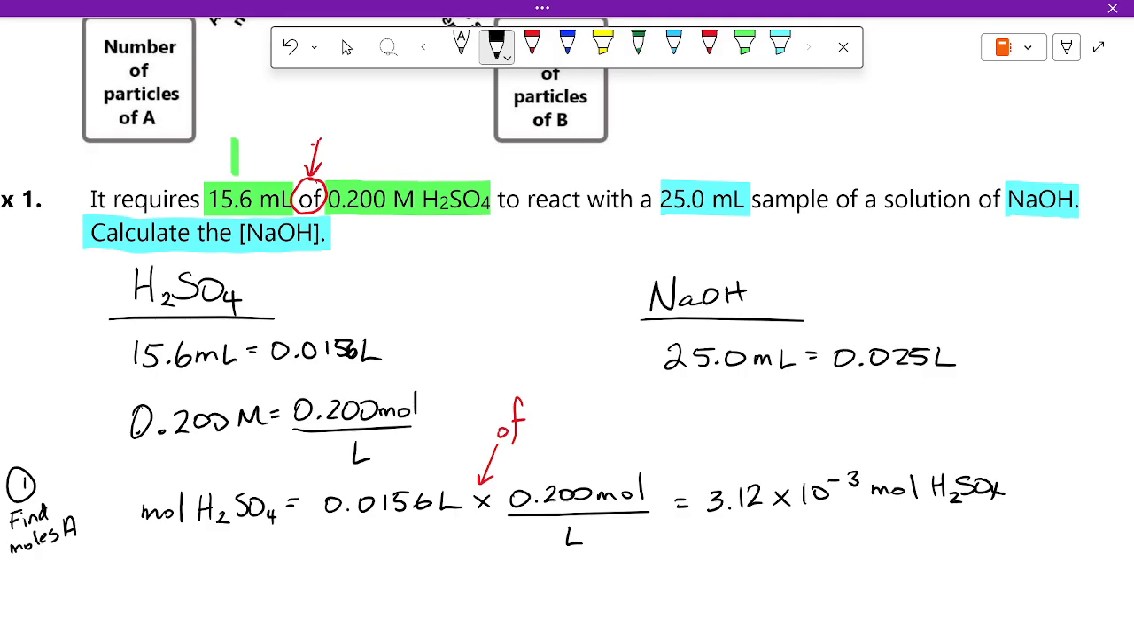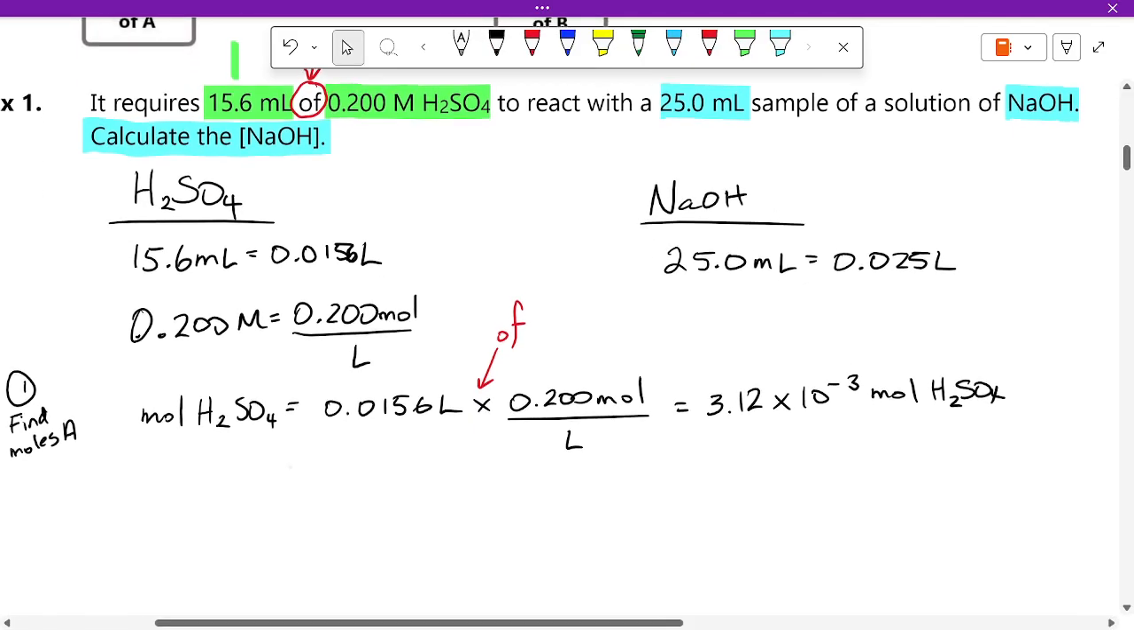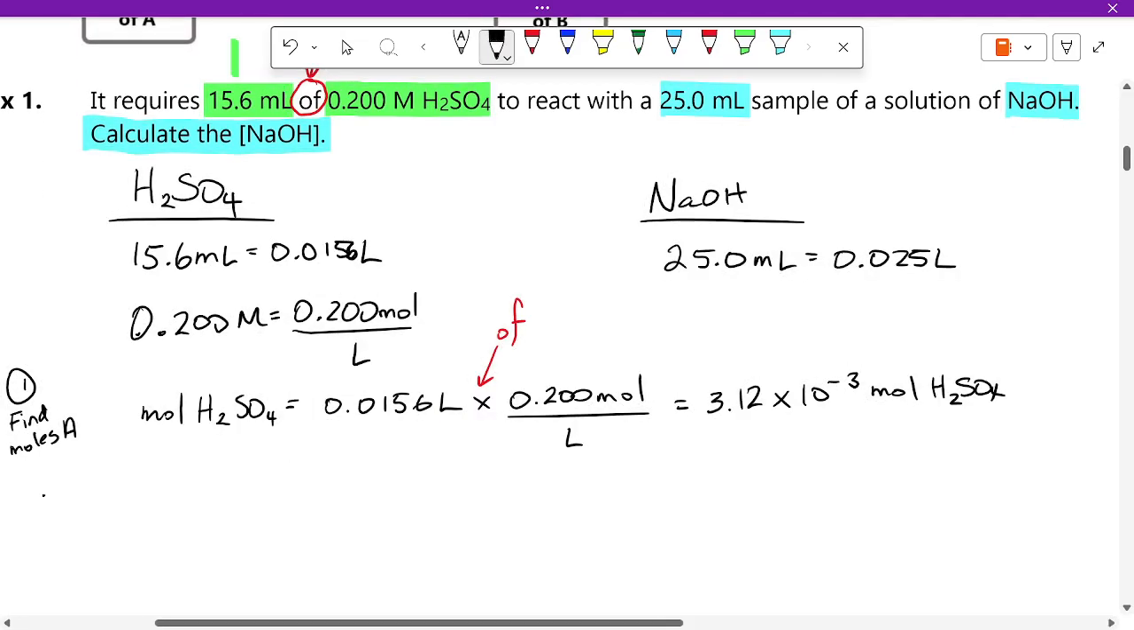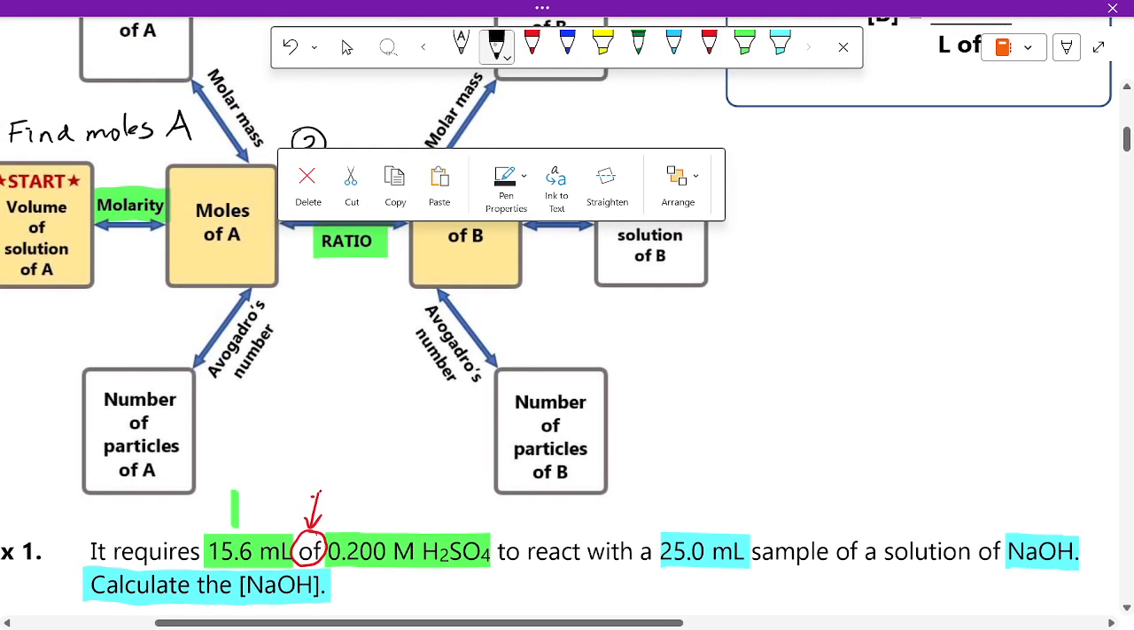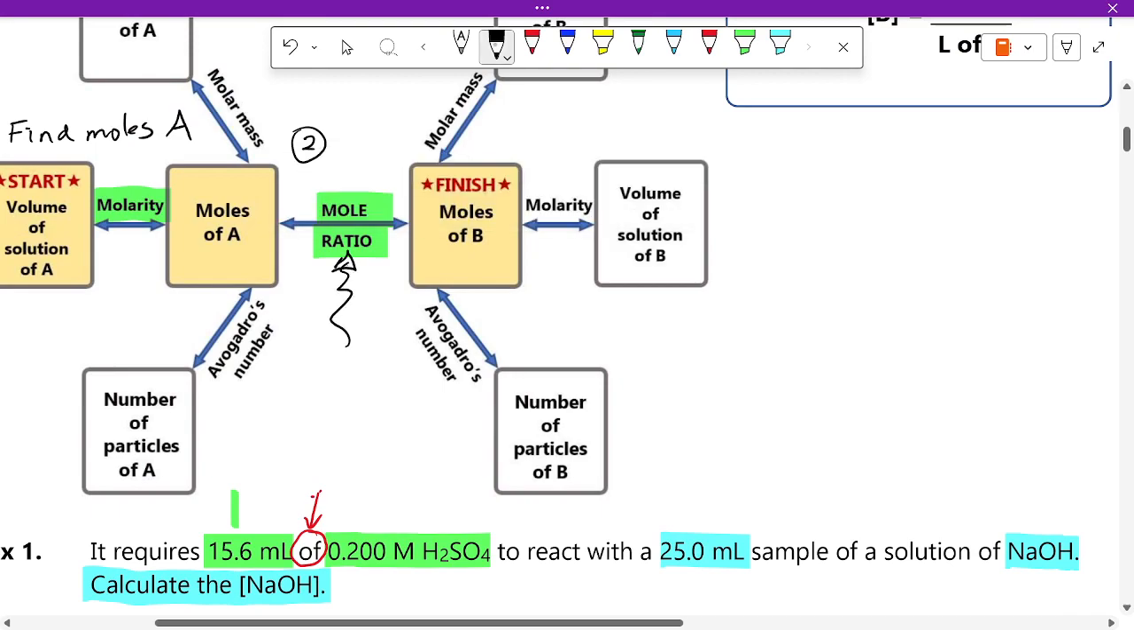And A is whatever you're given enough information to find the moles of. Yes? Step 2, you need to find the moles of B. Who is substance B here? The NaOH. And what do we need in order to go from one substance to another substance? We need the mole ratio. And in order to get the mole ratio, what do we need? We need a balanced equation.